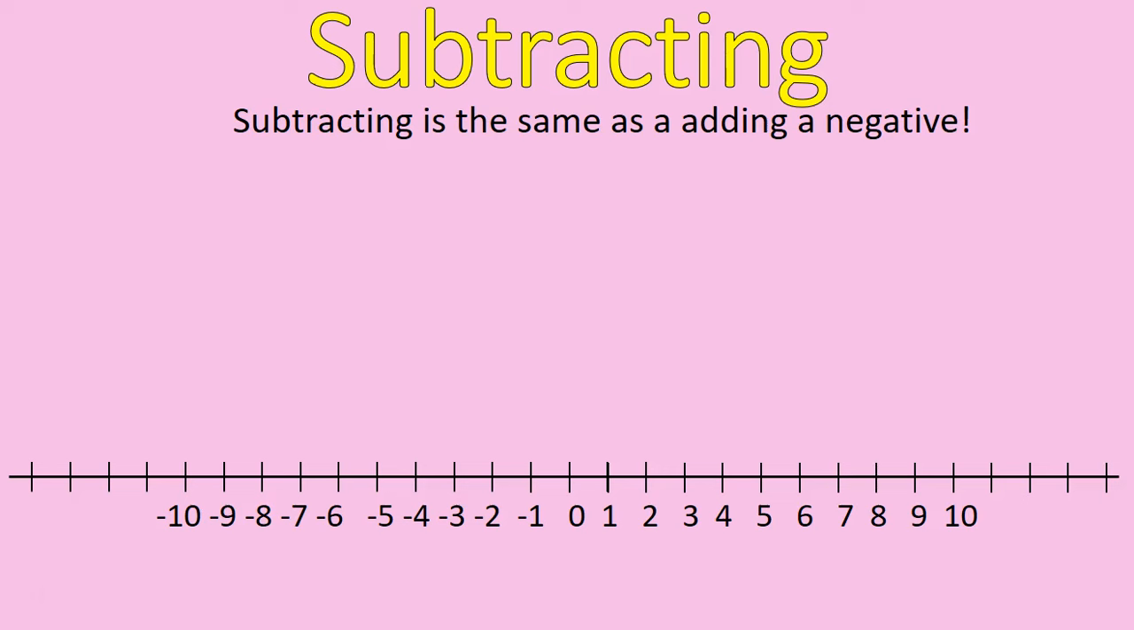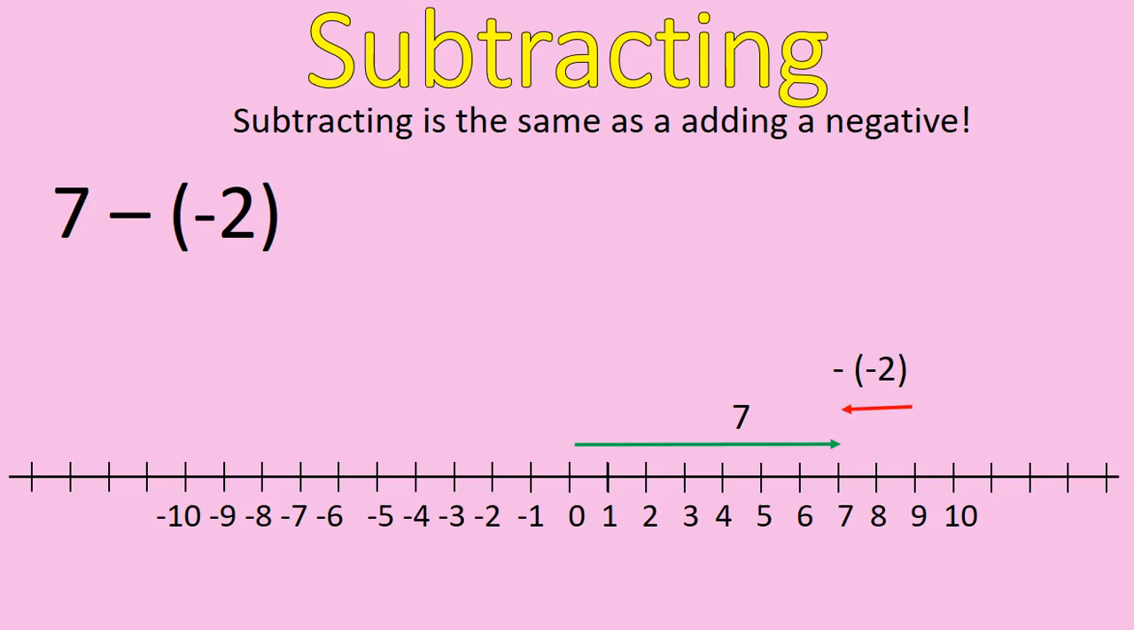Remembering that subtracting is adding a negative, or in other words, adding the opposite. What happens when you get something like this? 7 minus negative 2. Well, let's start with 7 on our number line. And then we have to do minus negative 2, or the opposite of negative 2. I don't really know how to draw this on a number line, so I just put it there. It's the opposite of negative 2, which is adding positive 2.